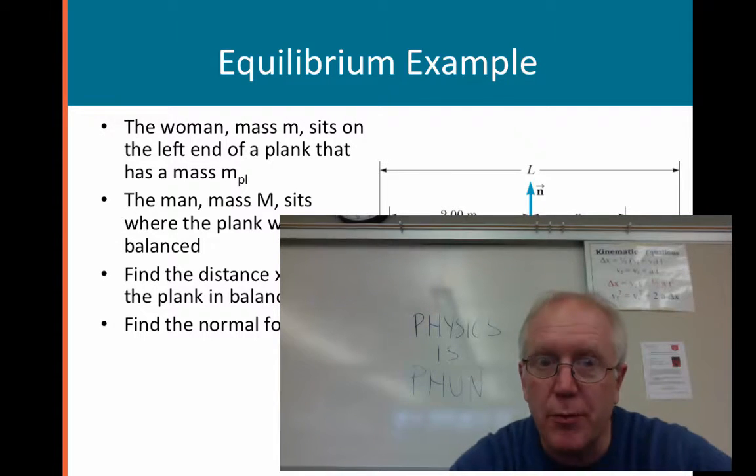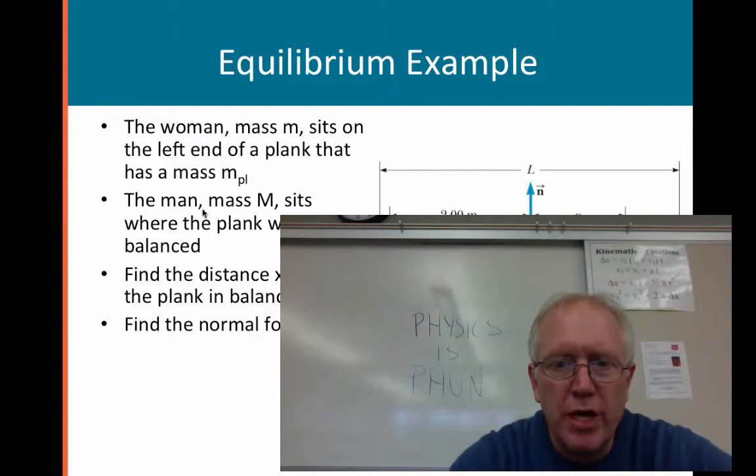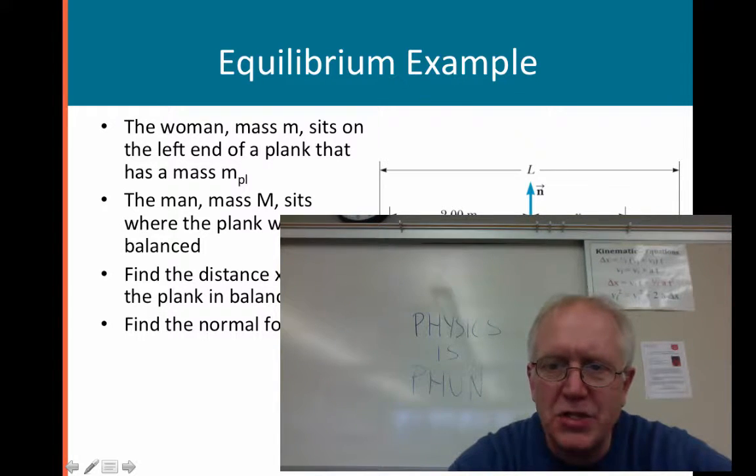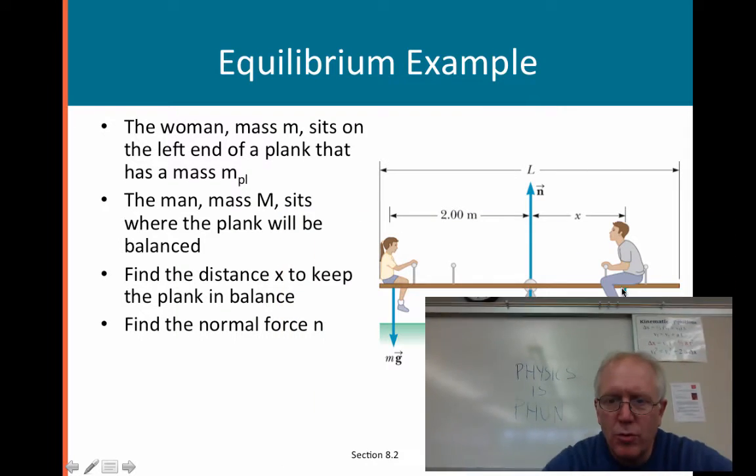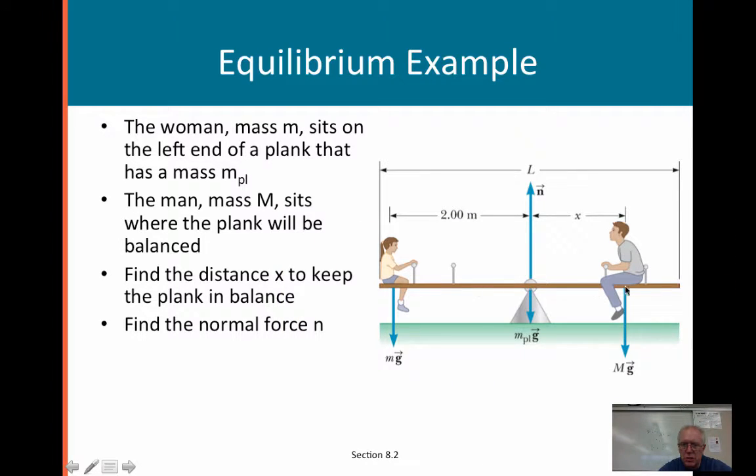Okay, and here's an example problem right now. So we have a woman sitting over here, and we have a man sitting over here, and this actually looks more like a child, doesn't it? But at any rate, they would be of different masses, but they want to be balanced out on this plank here. When I was a kid, we used to call this a seesaw. I don't know if they have those anymore, seesaws.